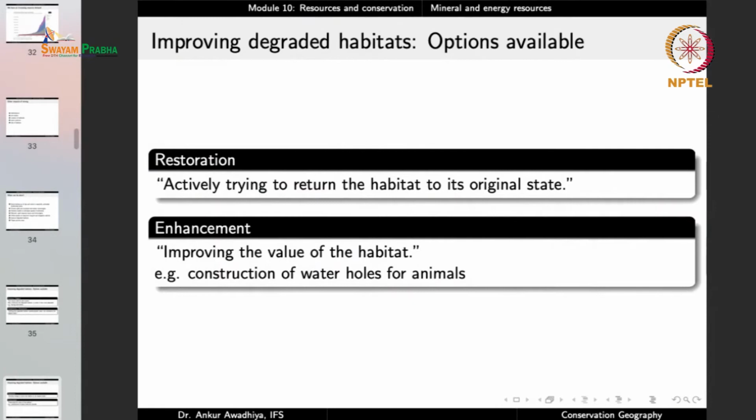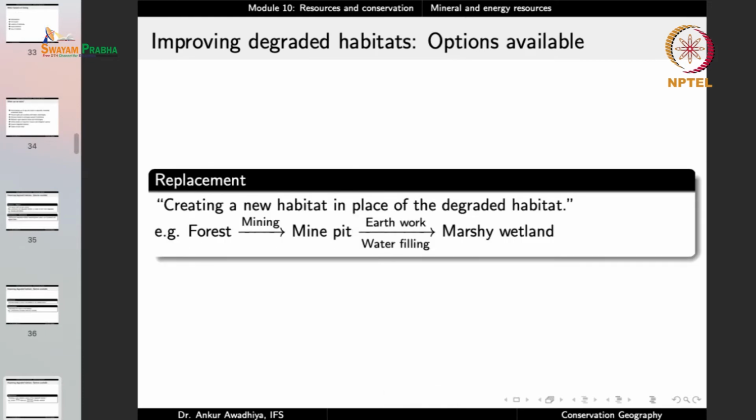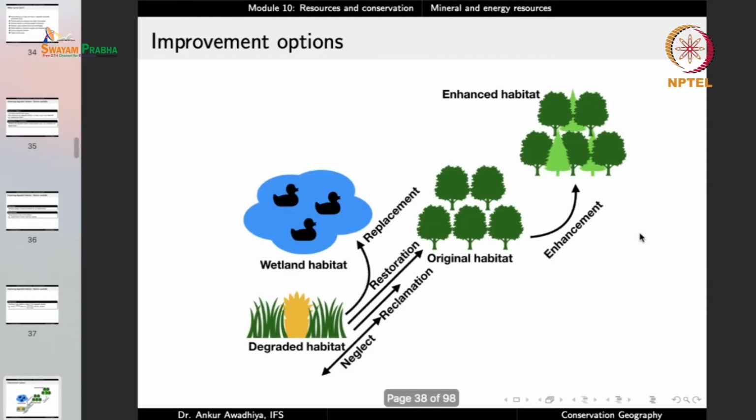Then we have the option of enhancement, which is improving the value of the habitat by, say, construction of water holes for animals. And we have the option of replacement, which is creating a new habitat in the place of the degraded habitat. So example is, if you have a forest, you did mining, there are mining pits that have been formed. So we can do some earthwork to cover these pits and fill them with water and create a marshy wetland. Now earlier we had a forest, but now we have a wetland habitat.